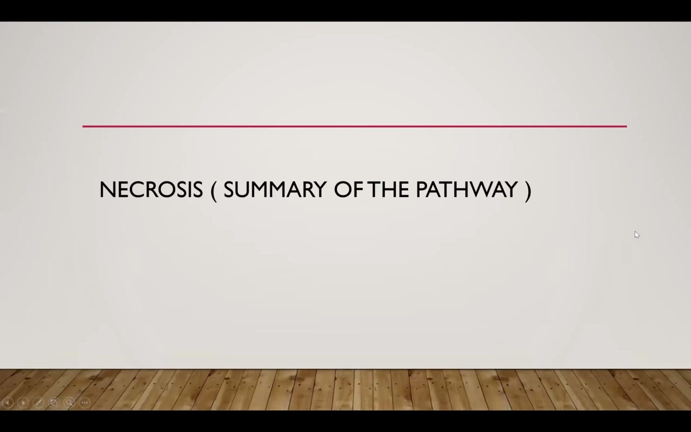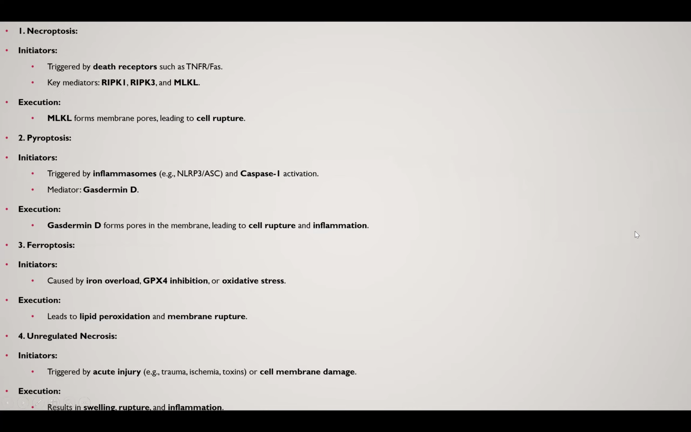Next, another slide. The necrosis summary. So the necroptosis initiators are triggered by death receptors such as TNFR death path, as explained earlier in the flowchart. The key mediators are RIPK1, RIPK3, and MLKL. Execution: MLKL forms membrane pores leading to cell rupture.